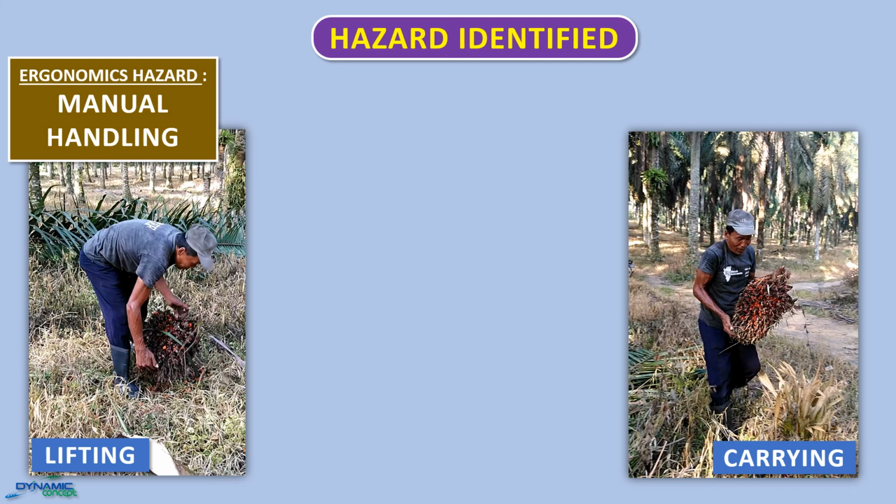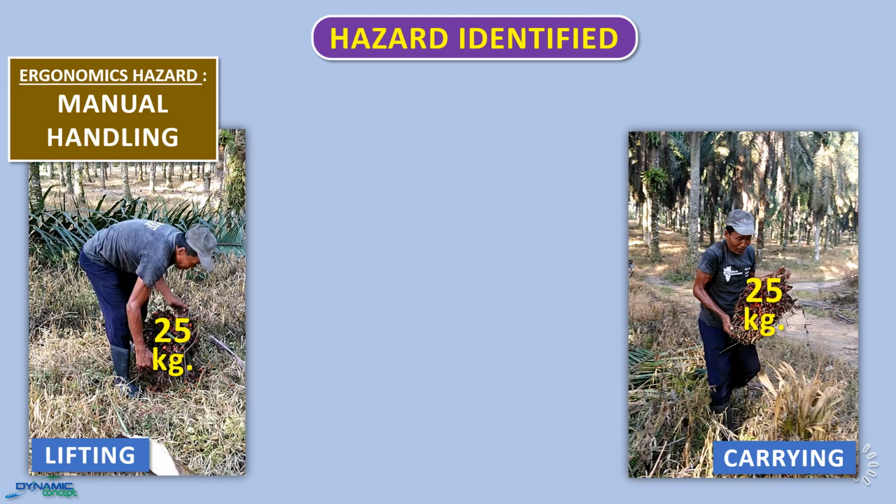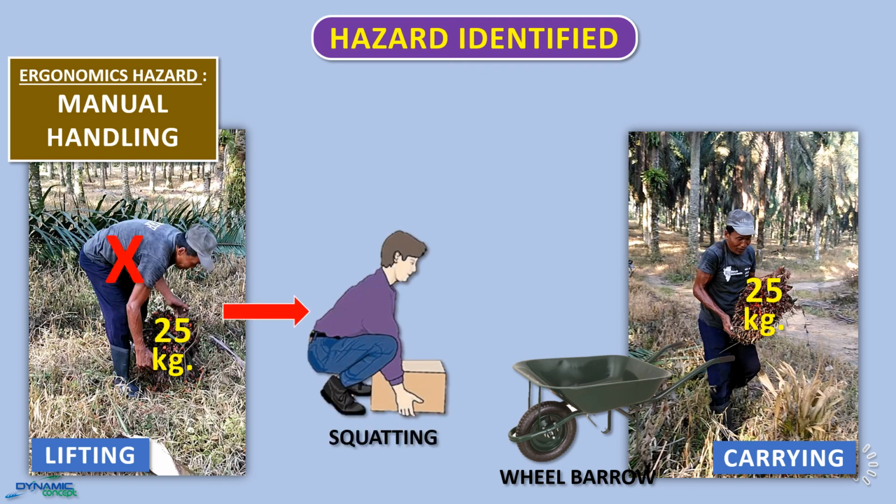The weight of a fruit bunch is approximately 25 kilos. If we refer to the safe lifting zone chart, the workers have lifted more than the limits. Carry distance from the trees to the roadside is less than 10 meters, so the risk is considered medium. The use of wheelbarrow may further reduce the risk of carrying. The worker needs to learn proper lifting technique to prevent lower back pain by squatting, and hold the fruit bunch close to the body.